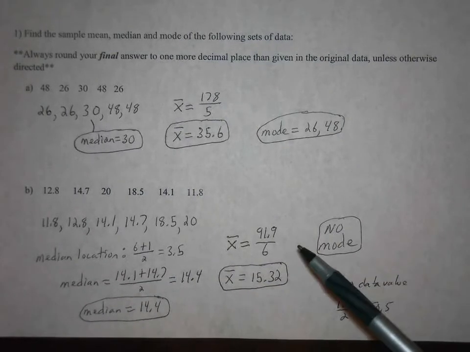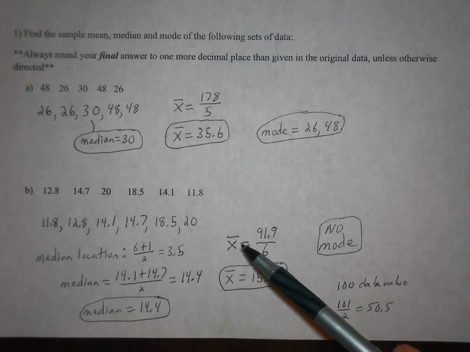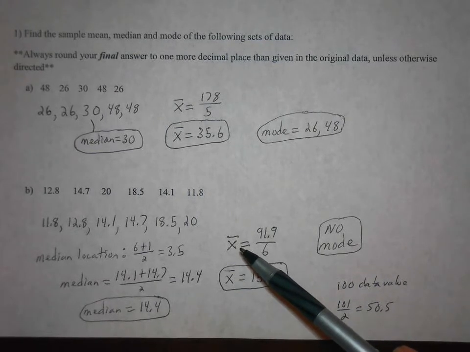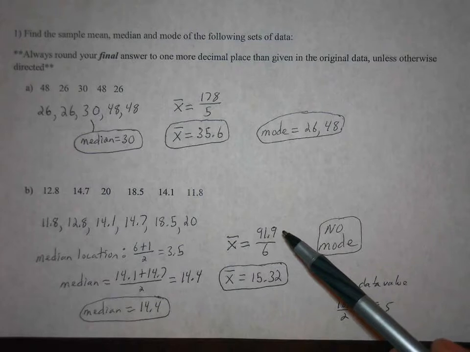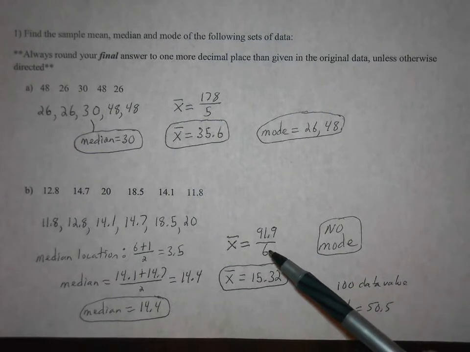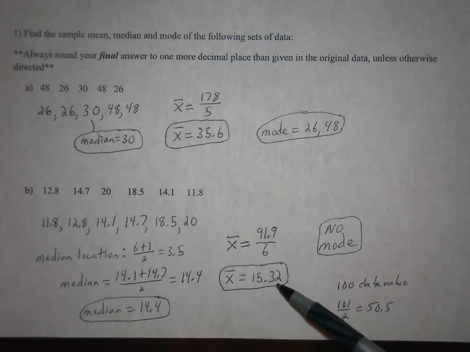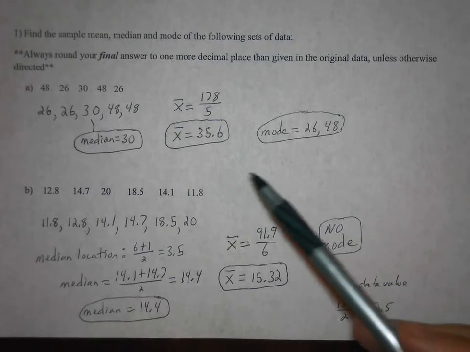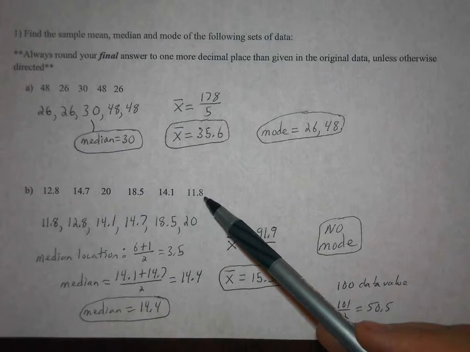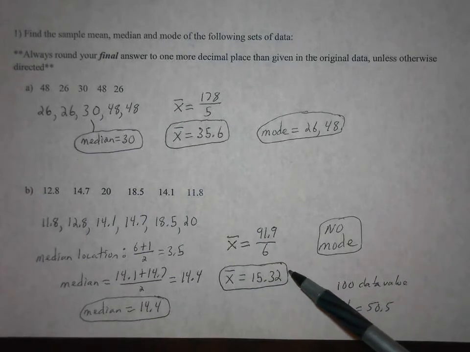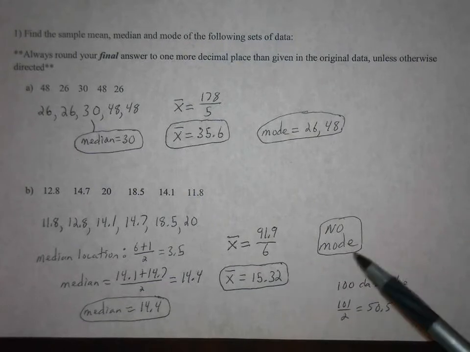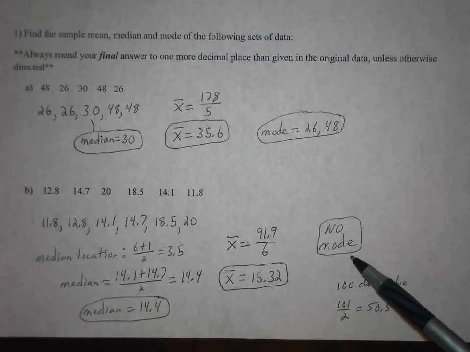Back to this example with the sample mean. Remember, we use X bar because that's a sample mean. You add them, you get 91.9, and divide by the number of data values, 6, you get 15.32. Notice I went one more decimal place than the tenths place because that's what the data was given as, so I went to the hundredths. And there's no mode because no data value occurs more than once.